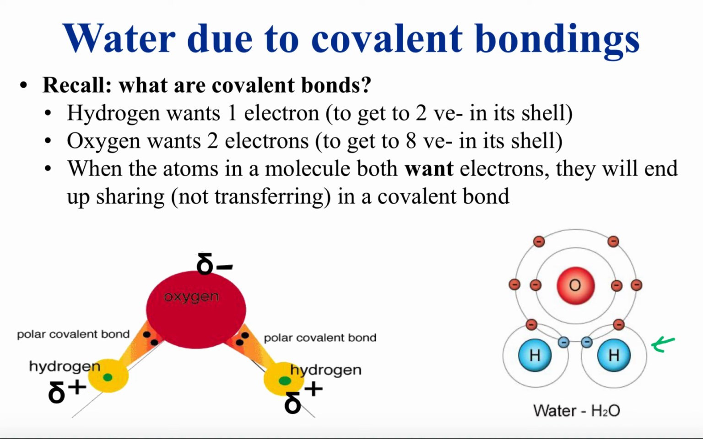Now, one thing I also want to remind you about is that oxygen is far more electronegative than hydrogen. As a consequence, the electrons are more attracted to the oxygen atom than the hydrogen atom, so oxygen tends to have a negative dipole because it has a little bit more share of the electrons than the hydrogen atoms.